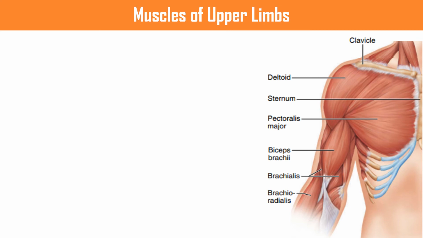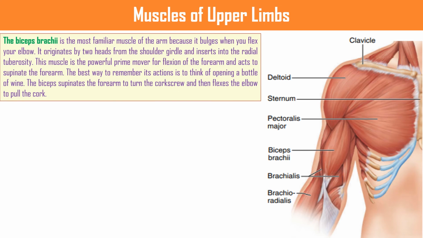Muscles of the upper limb. The first one, biceps brachii, is the most familiar muscle of the arm because it bulges when you flex your elbow. It originates by two heads from the shoulder girdle and inserts into the radial tuberosity. This muscle is a powerful prime mover for flexion of the forearm and also acts to supinate the forearm.